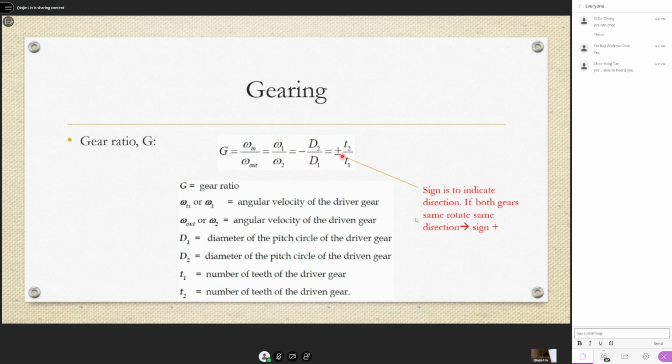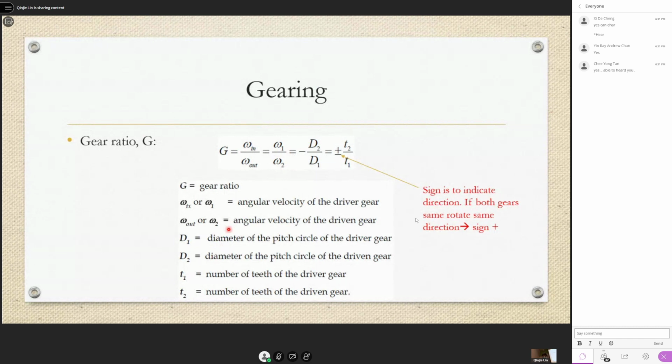There are a few ways to calculate the gear ratio, because all of these are proportionate. Omega is the angular velocity. The numerator should be the angular velocity of the driver gear, that means the first gear, the one that you are driving. The one below should be the driven gear, the one that is being driven.